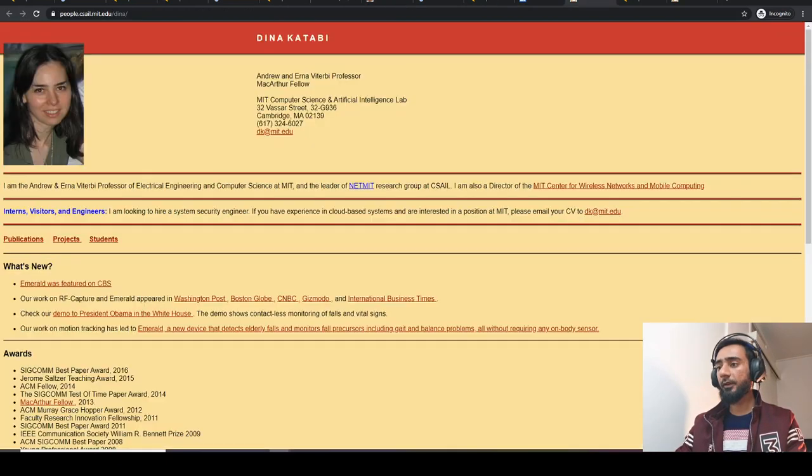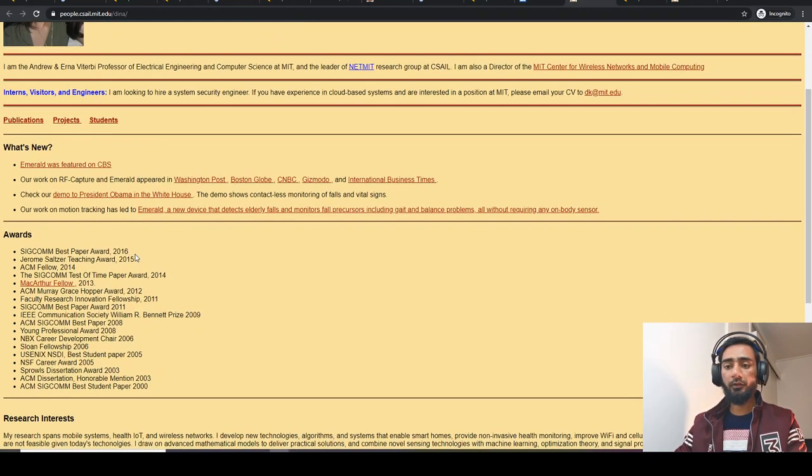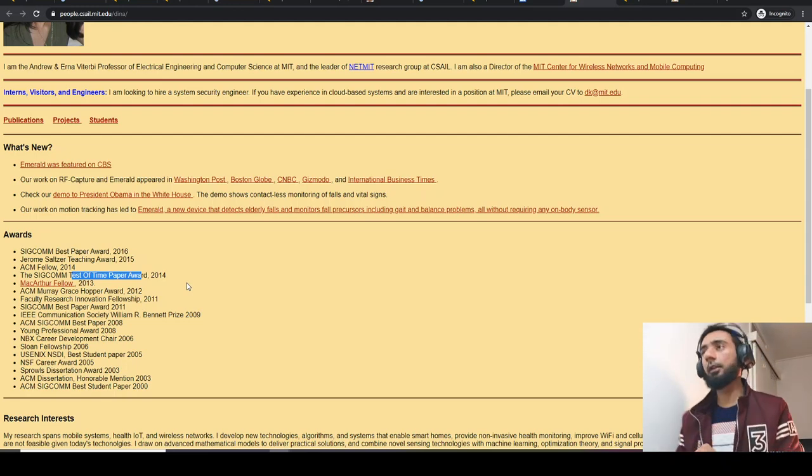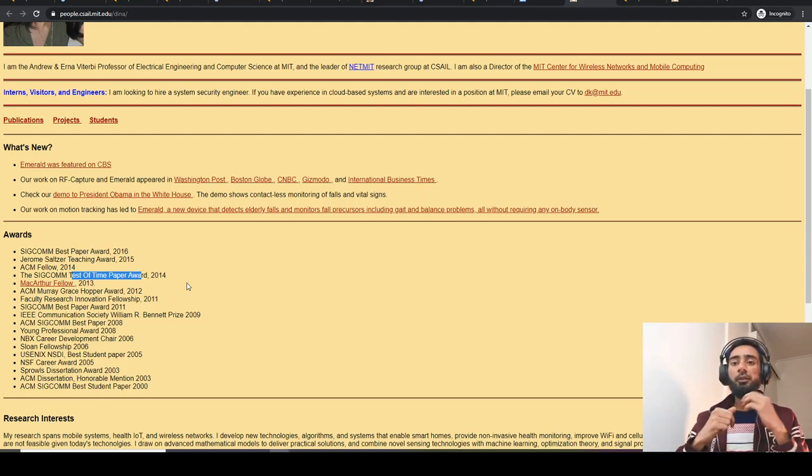Similarly, Professor Dina Katabi has got SIGCOMM Best Paper Award and ACM Fellow, SIGCOMM Test of Time Paper Award. So these are the awards. So you can find out what awards he is getting. There's one more thing to find out, that sometimes people get awards from some bogus journals or bogus conferences. They are not worth it. Try to go for the awards from IEEE, ACM, or elsewhere, like some top venues, or from some top publishers.